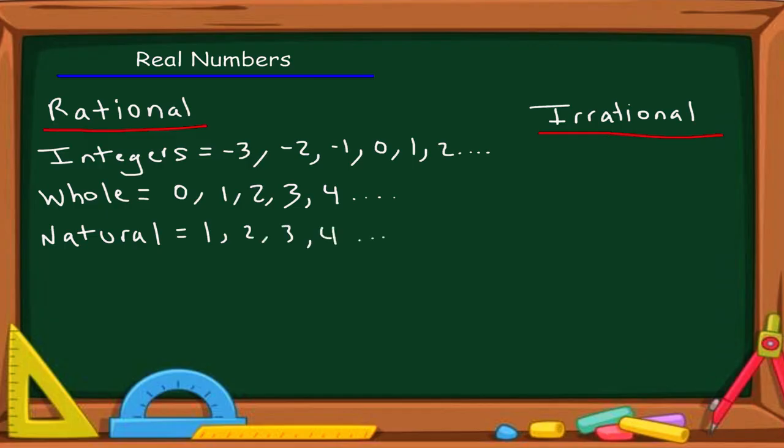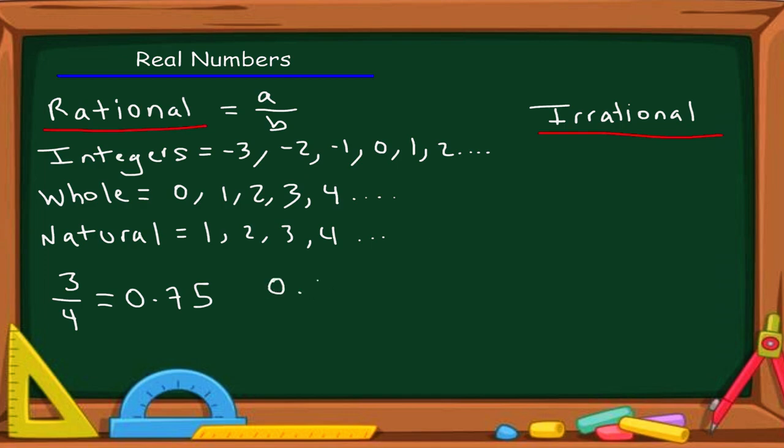Now, a rational number is any number that can be put in a fraction. Let's say a over b, where both a and b are integers. So 3 over 4. 3 is an integer, 4 is an integer. 3 over 4 is a fraction, and that is a rational number. 3 over 4 is 0.75 as a decimal number.